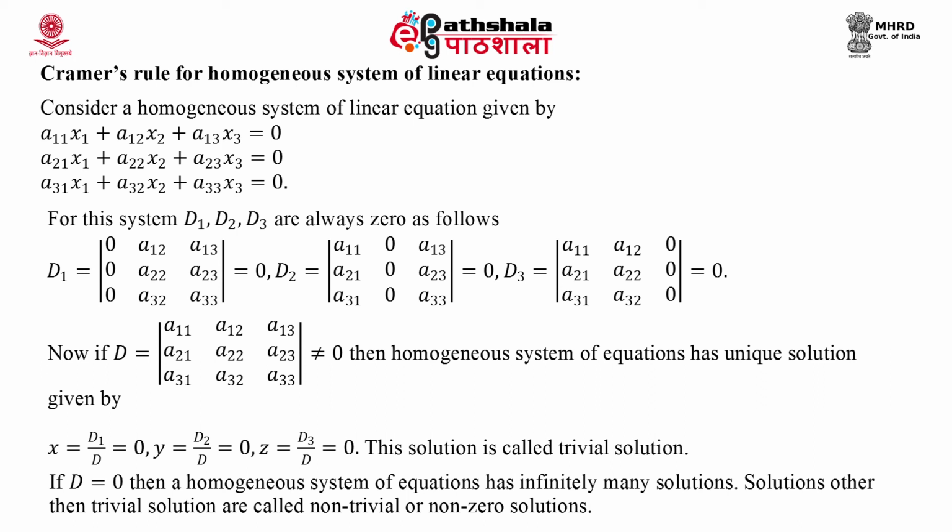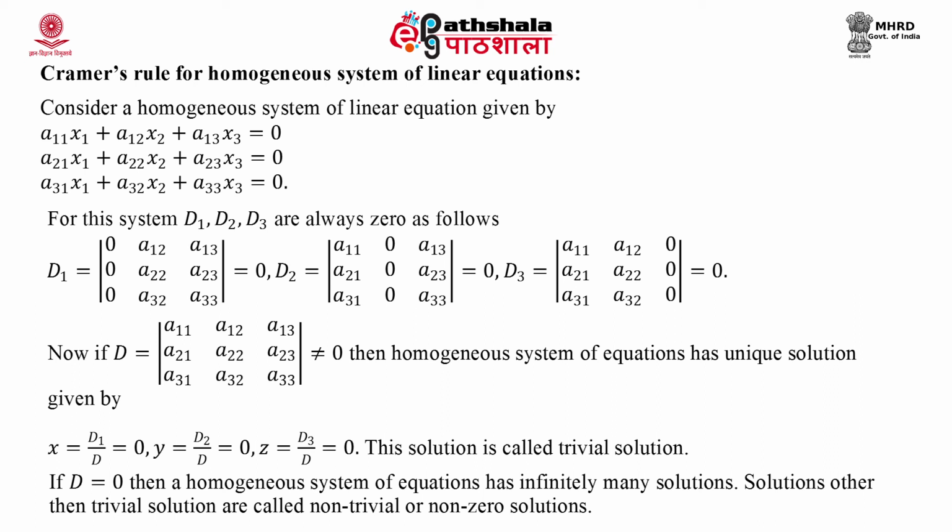Now if d is non-zero, then the homogeneous system of equations has a unique solution, which is given by this expression. As d1, d2, d3 are 0, the expression will be 0. So this solution is called a trivial solution, and it will always be there for the homogeneous system of equations. The 0, 0 solution will always satisfy the given system of equations.